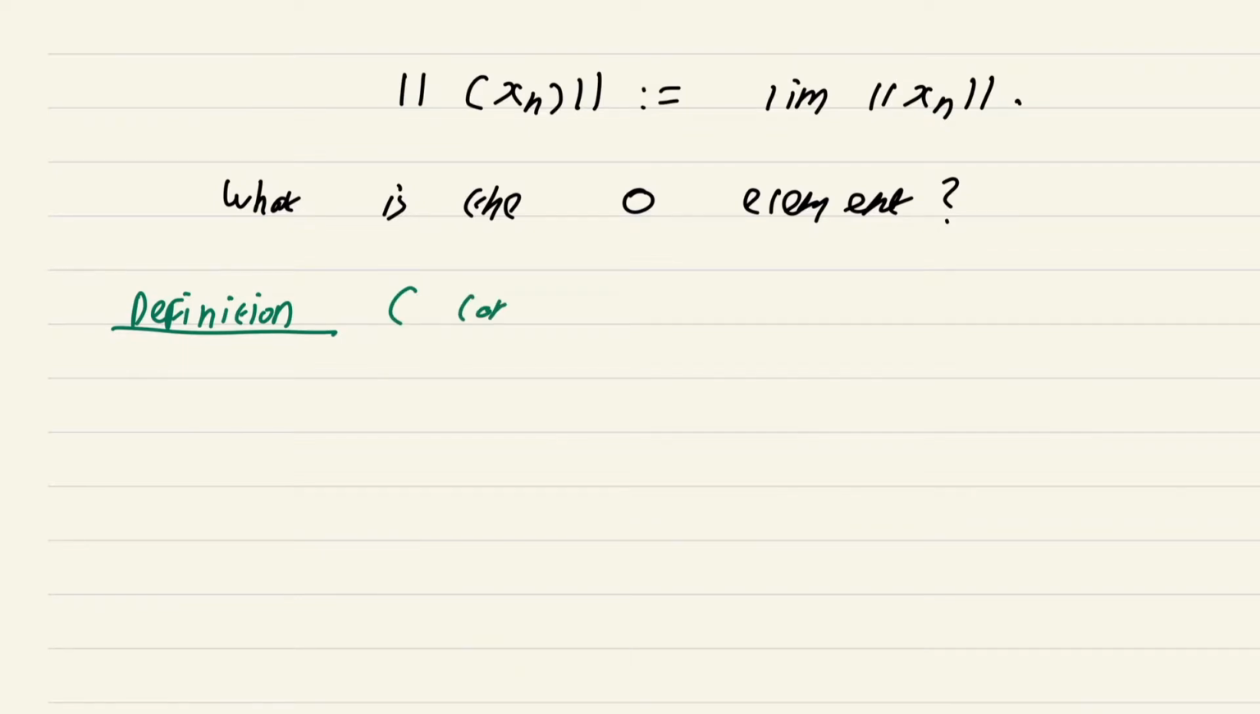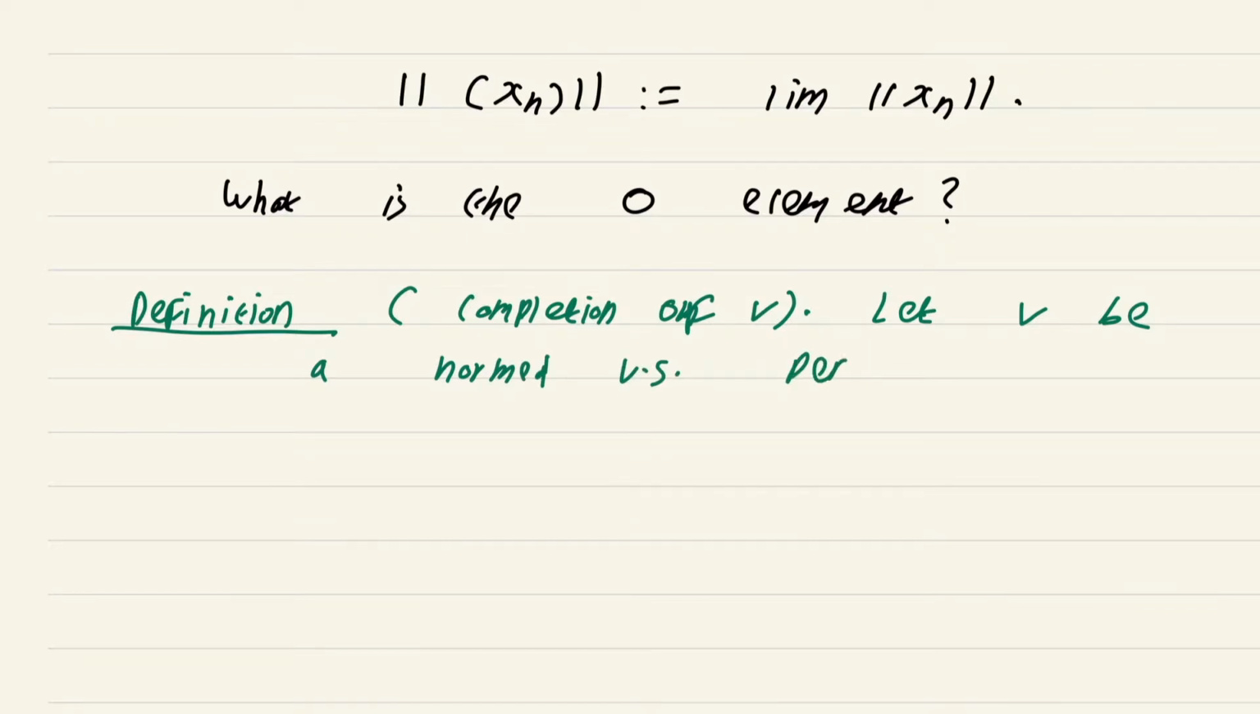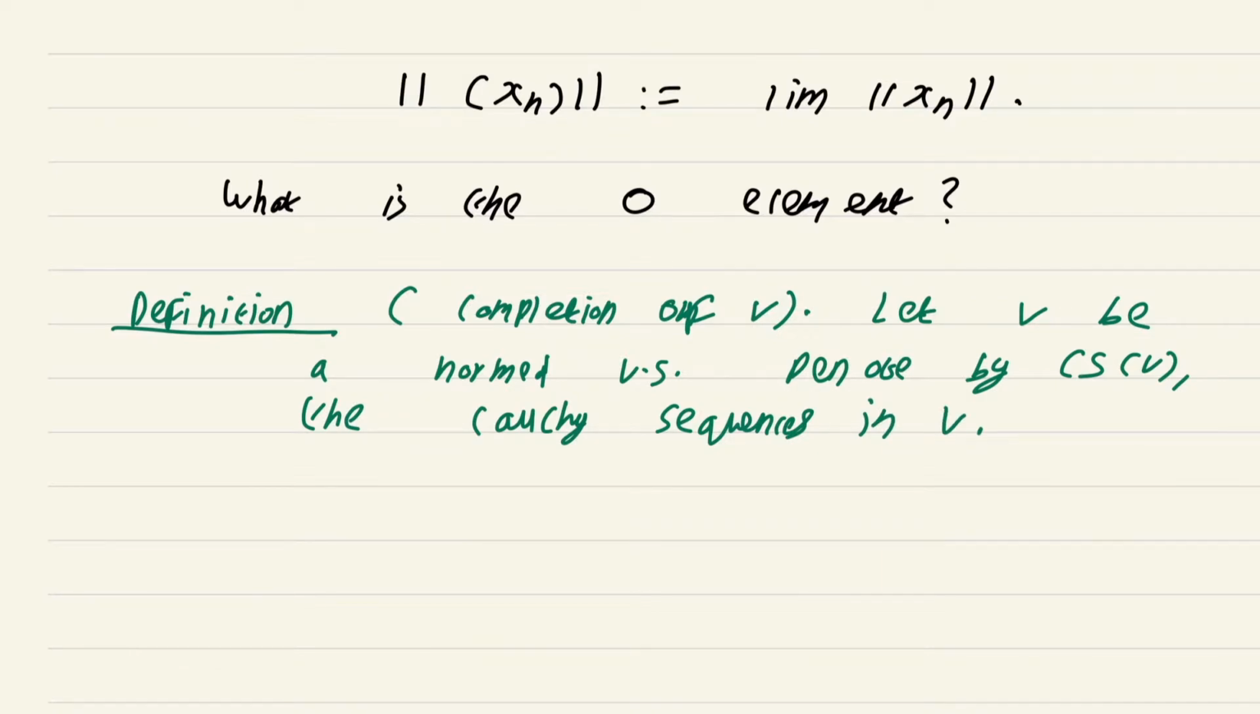I'm going to define various things, and they may not be well defined. I will sketch a proof that all the things that I'm claiming are well defined are indeed well defined. Completion of V. Okay, so the setup is let V be a normed vector space, denote by CS of V the Cauchy sequences in V. So what we are doing is we are taking all the Cauchy sequences and putting them inside a basket and calling that basket CS of V.